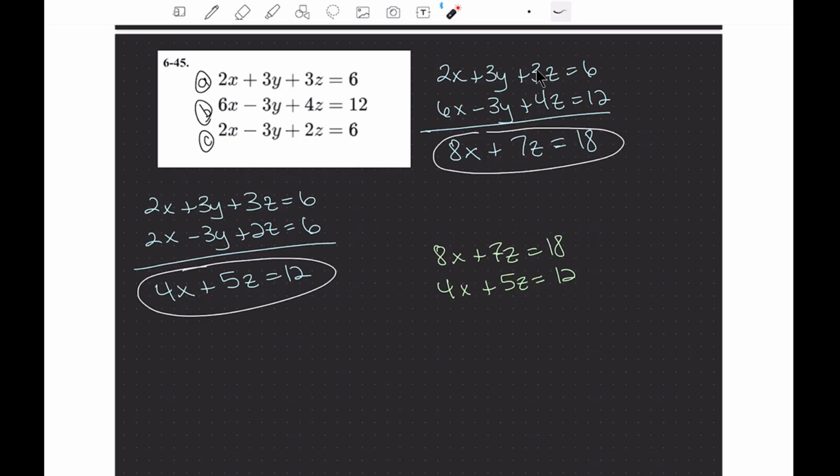So I need to get my coefficients, the number out front, to be the same number with opposite signs. If I'm looking at my z's, between 7 and 5, I'm going to try and get that to 35. But that means I have to multiply the top by 5 and the bottom by 7. Or I can look at my x's and, if I get this guy to be a -8, it's going to eliminate, right?